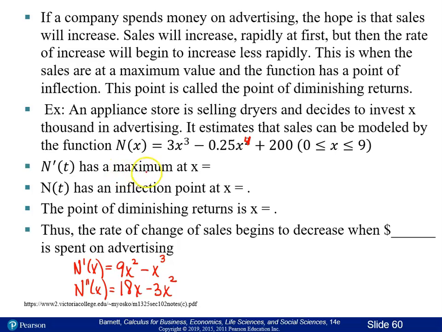So if we want to see where it has a maximum, we look at finding our critical numbers. I'm going to take out a GCF of 3x, and that's going to leave me with 6 minus x. So I'm going to set each factor equal to 0. I'm going to get 0, and I'm going to get 6. Okay, so we have 2 places where the first derivative potentially has a maximum or a minimum.